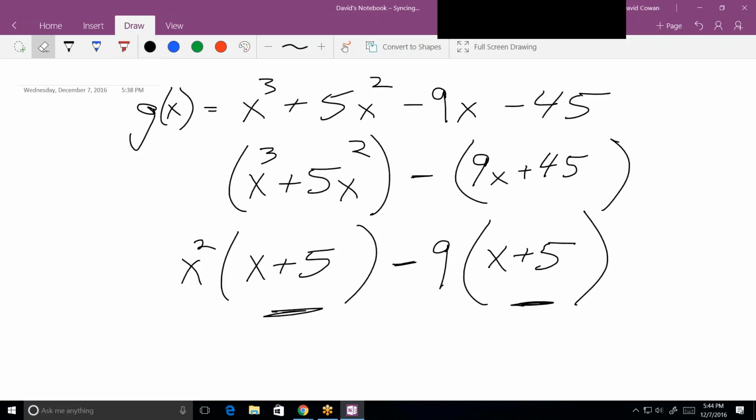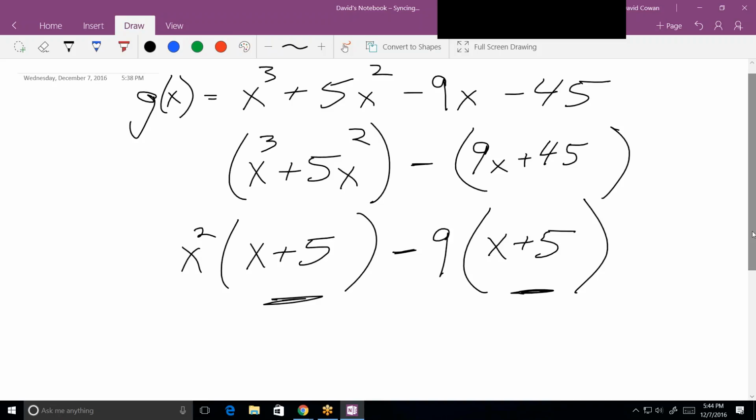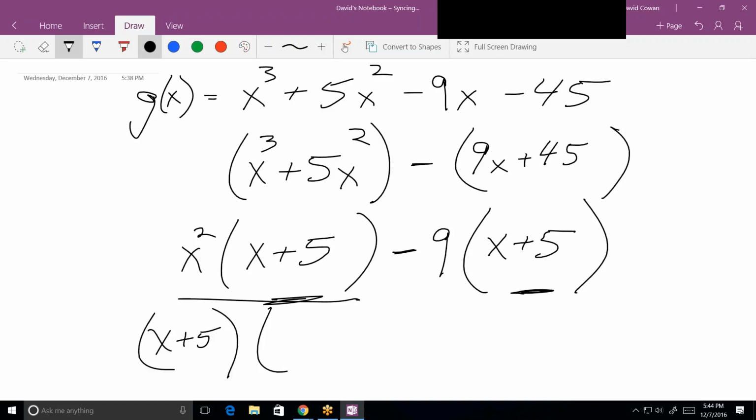Now, I can actually factor out that binomial, which is not something you're used to doing. I'm not sure you've ever done it. This might be the very first place where you actually factor out a binomial. And what that means is I'm going to divide that term by x plus 5, and I'm going to divide that term by x plus 5. So when I do that, what am I left with?